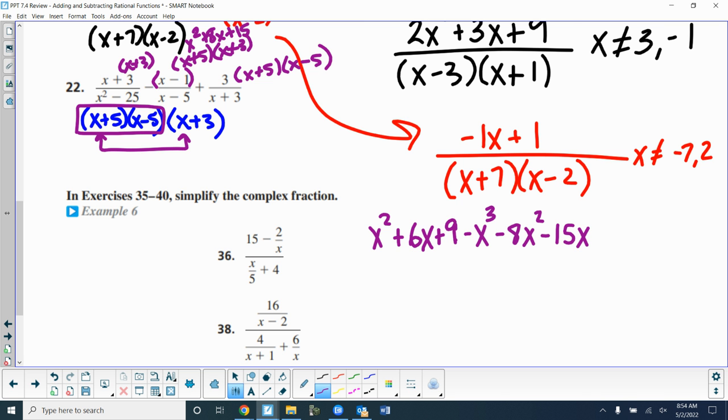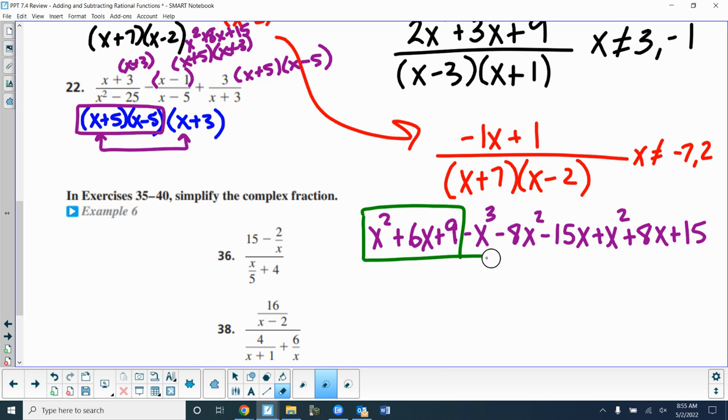Negative x squared. But what's minus a negative x squared? Plus. What's negative 1 times 8x? Negative 8x. What's minus a negative 8x? Adding 8x. Yep. What's negative 1 times 15? Negative 15. What's minus a negative 15? Plus 15. Okay? So this was the first numerator.